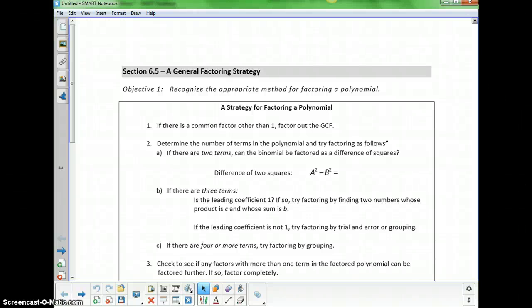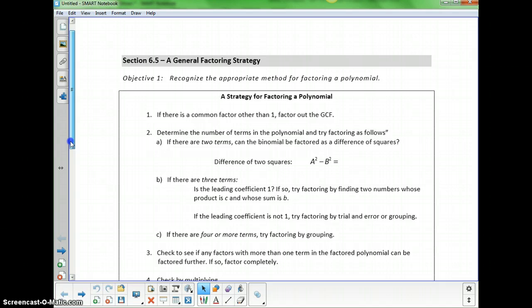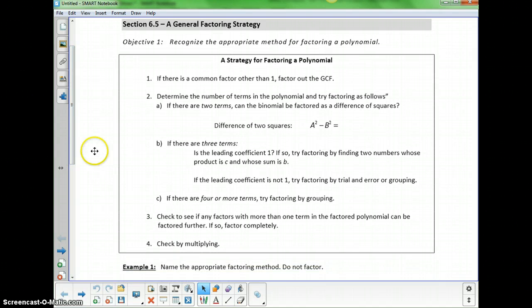Section 6.5 is a general factoring strategy. So we're going to talk real briefly about how to identify what type of polynomial we're looking at and what types of factoring I may need to do. The first and most important thing to check for anytime I'm trying to factor a polynomial is, is there a GCF?